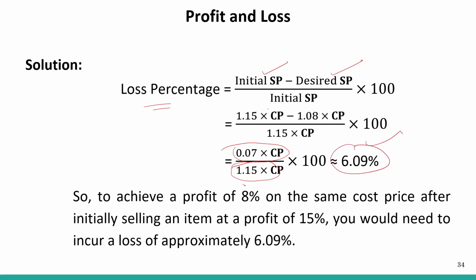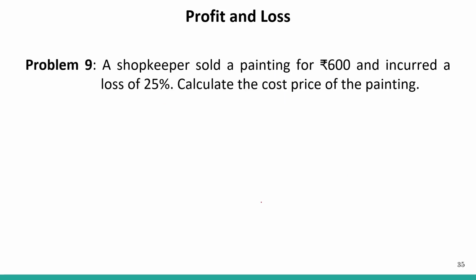So to achieve a profit of 8% on the same cost price after initially selling the item at the 15% profit, you need to incur a loss of approximately 6%. Okay, so this much loss we need in order to sell at the desired profit of 8%. Okay.